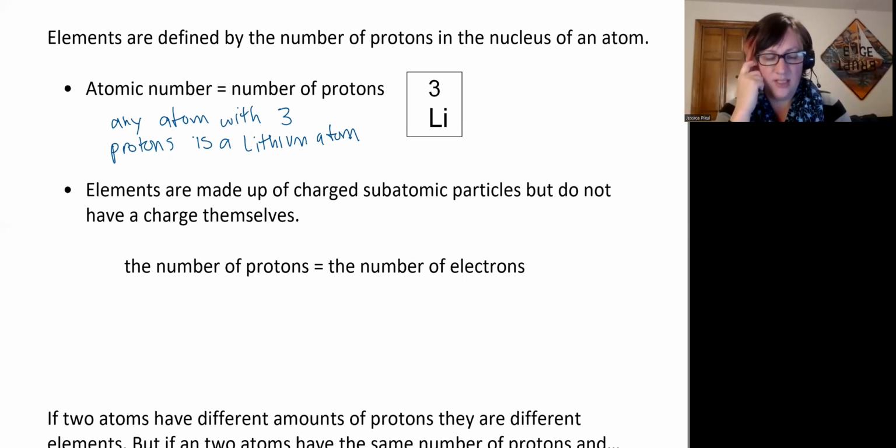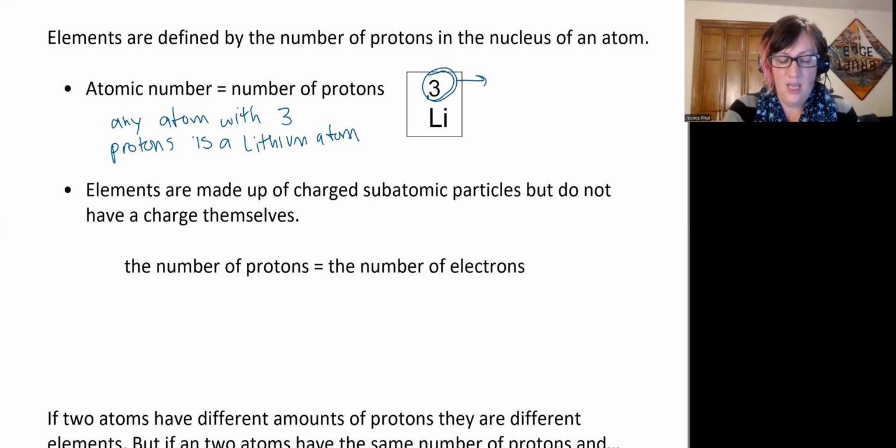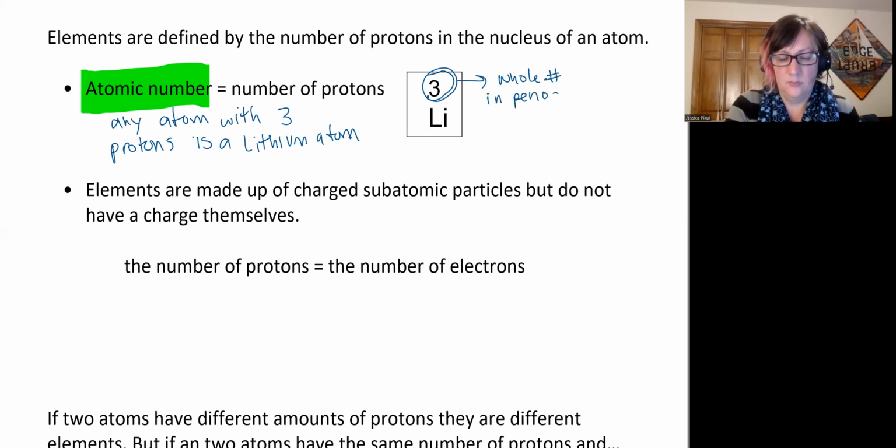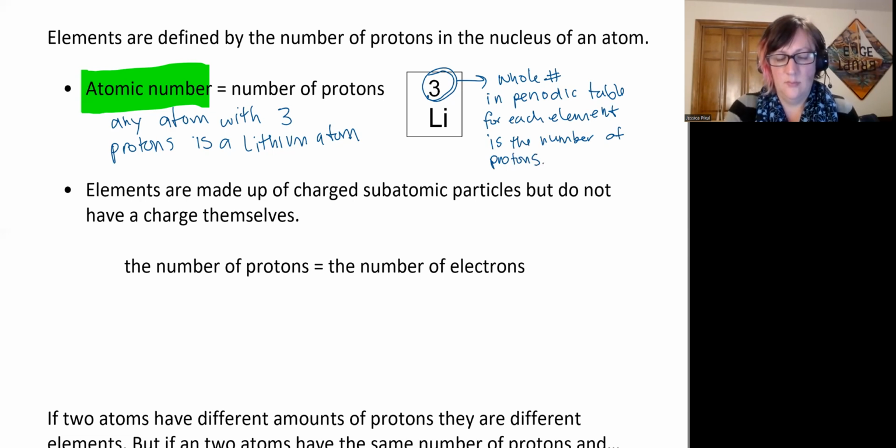So you'll see that, especially when we look more at the periodic table, usually it has a box for each element, and the box for lithium would have its element symbol, but it would have a whole number as well. That whole number is the atomic number, and it really just represents the number of protons. So the whole number in the periodic table associated with that element symbol is just telling you the number of protons it has, which is super useful.